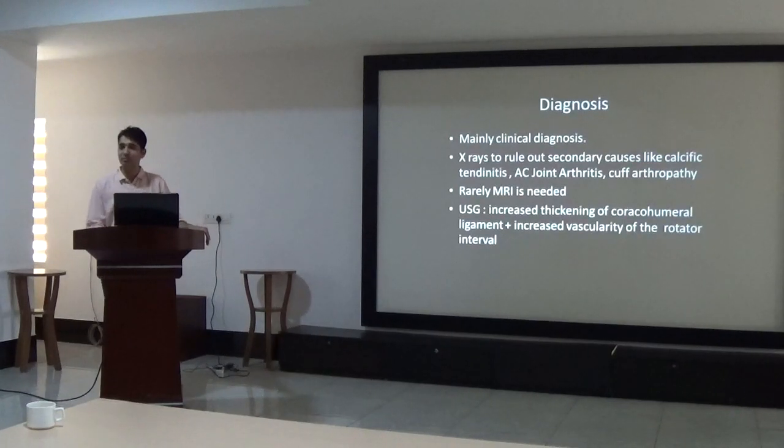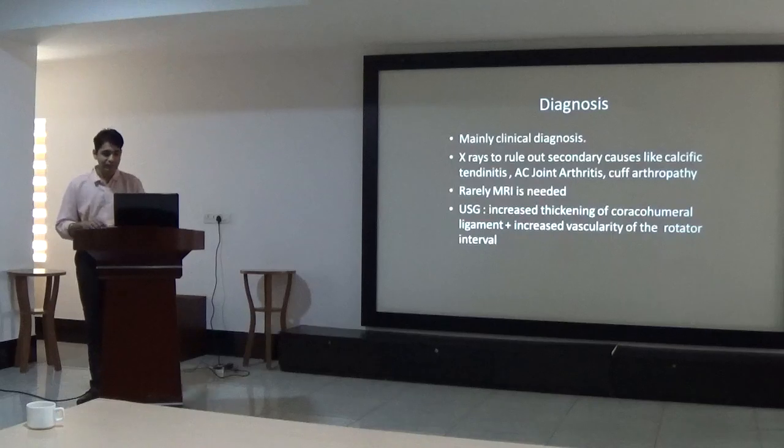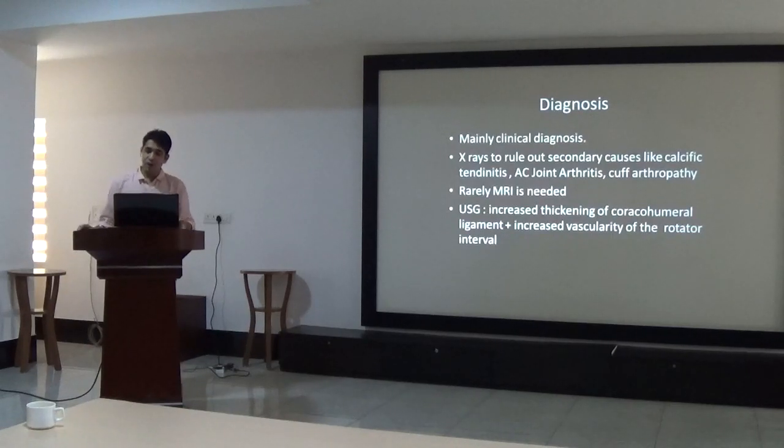So diagnosis is mainly a clinical diagnosis. Recently ultrasound has helped. It shows increased thickening of the coracohumeral ligament and increased vascularity of the rotator interval. The rotator interval is the space between the rotator cuff muscles. We have to do an X-ray to rule out other causes like calcific tendinitis, AC joint arthritis, and cuff arthropathy.